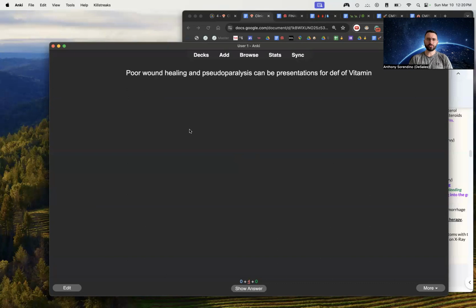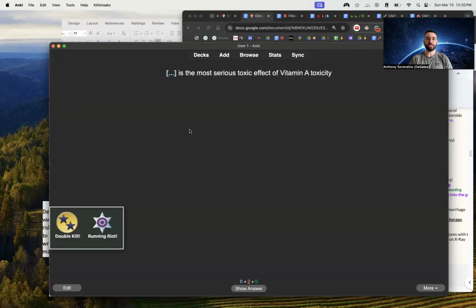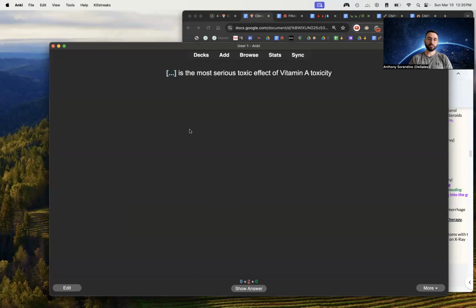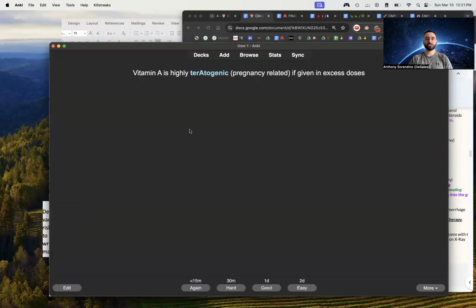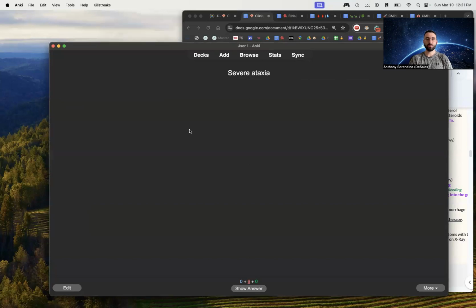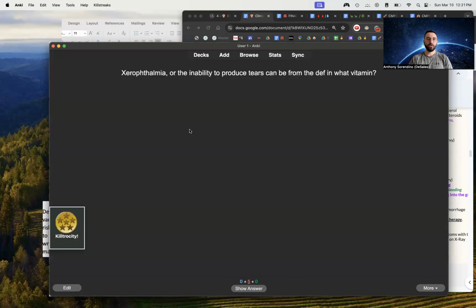Poor wound healing and pseudoparalysis can present for a deficiency of this vitamin. That's going to be C. Vitamin C deficient state known as scurvy. Blank has the most serious toxic effect, vitamin A. That's going to be intracranial hypertension. Does the FDA analyze the content? No. Vitamin A is highly teratogenic. Severe ataxia, that's going to be over on the E side.